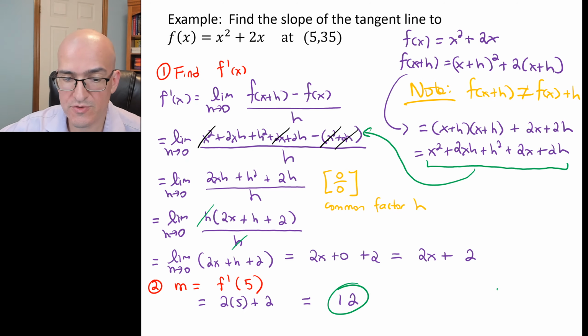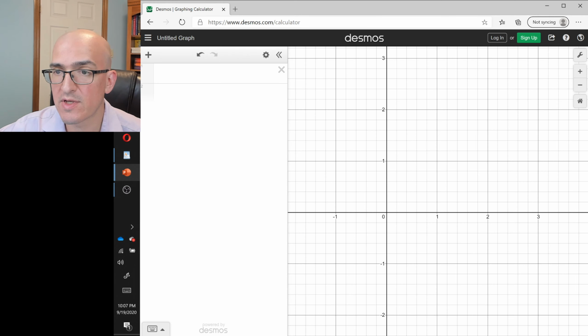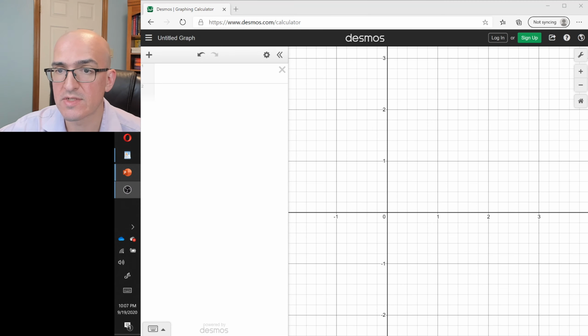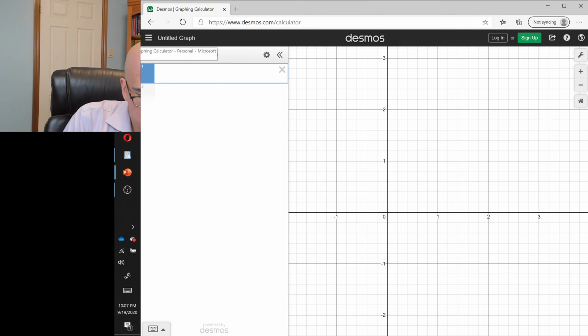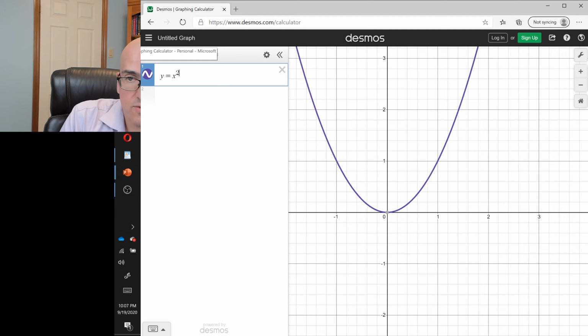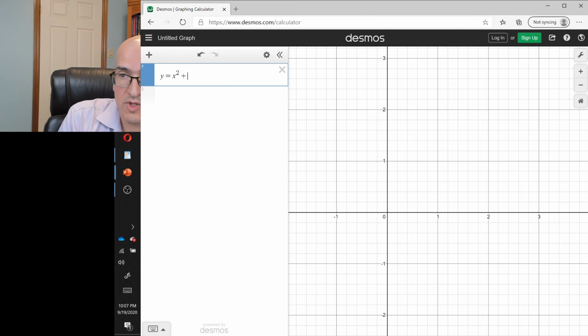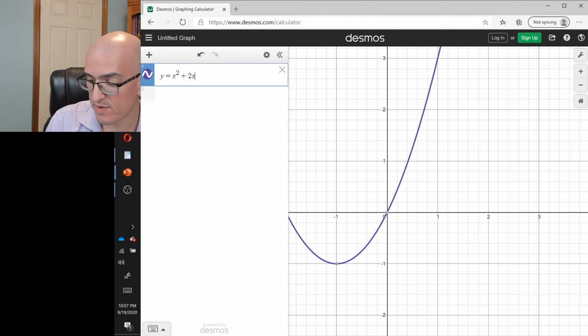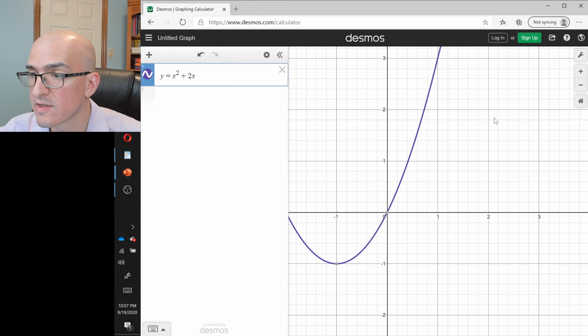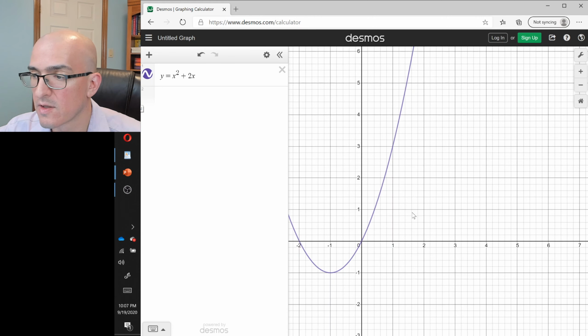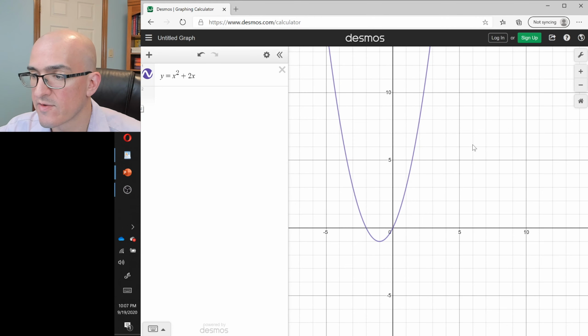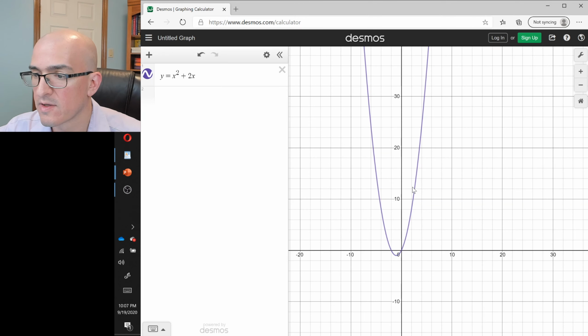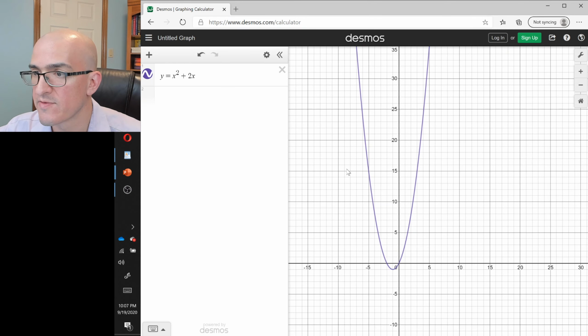What I'm going to do is show you geometrically, graphically, or visually, however you want to put it, what the interpretation of this is. So y equals x squared plus 2x, that's the function we're working with. We're looking at the tangent line at 5. So I'm going to zoom out enough that 5 is part of my graph. Okay, so 5 is not part of my graph.